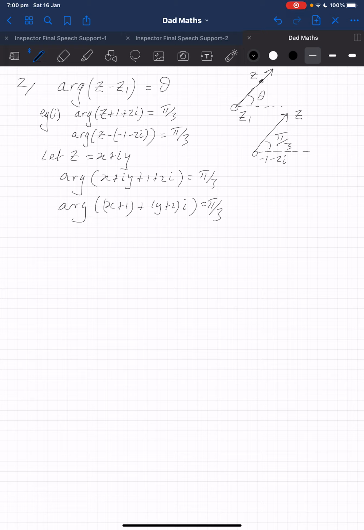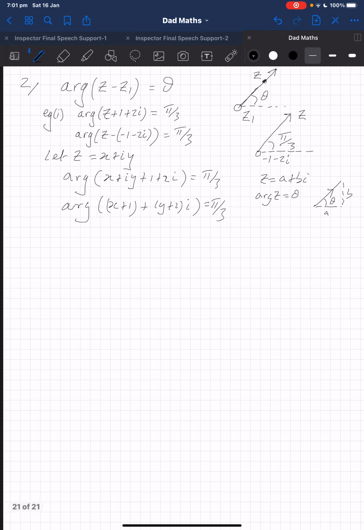The next thing we need to realize is that in general, if we have a complex number z being a plus bi, and we think of a plus bi as being like this, where this part is a and this part is b, and the argument of z is theta, then tan of the argument of z, which is tan of theta, will be b over a.